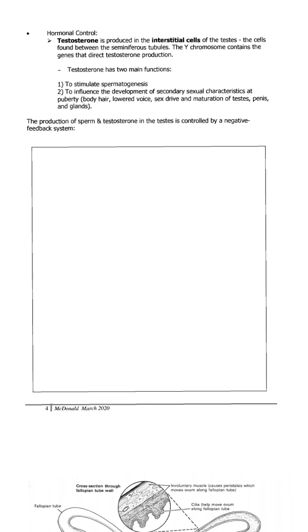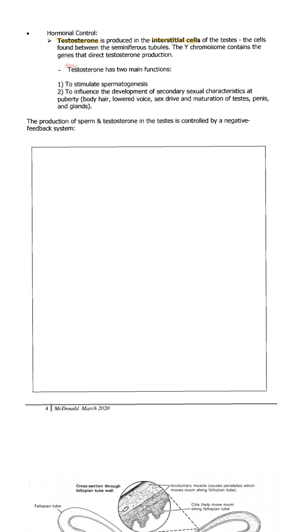Hormonal control of the male reproductive system: the primary hormone is testosterone, and it's produced in the interstitial cells of the testes, like I showed you on the first page. It's those cells found between the seminiferous tubules. And that Y chromosome not only contained genes that cause the formation of the testes, but it also contains genes that cause testosterone production.